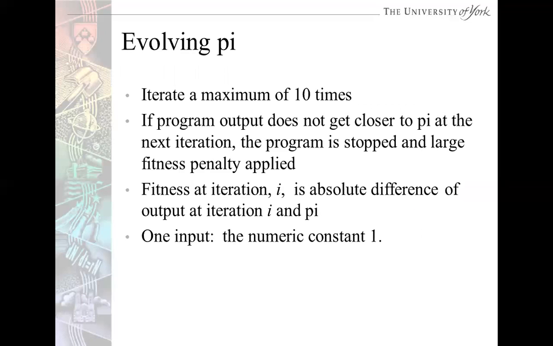Another problem we looked at with SMCGP was evolving pi. So can we evolve an algorithm that will compute pi to greater and greater precision? Here we allow 10 intermediate phenotypes. We iterate a maximum of 10 times. If the program output does not get close to pi at the next iteration, the program is stopped and we add a large fitness penalty. The fitness at iteration I is the absolute difference of the output at iteration I and pi, so we're trying to minimize the absolute difference. We allowed one numeric constant to the SMCGP graph.